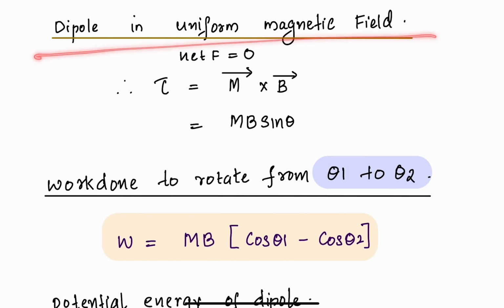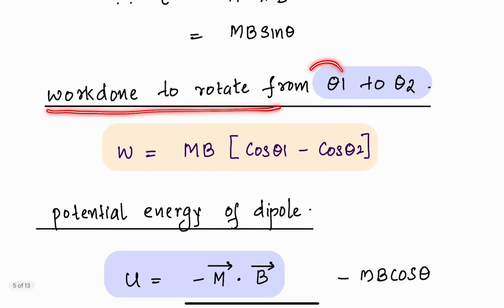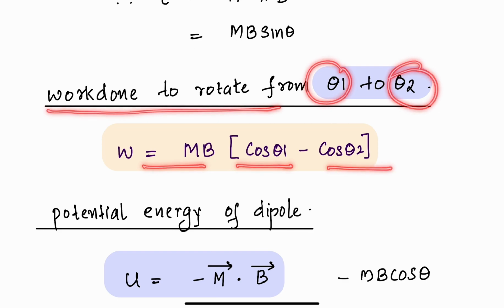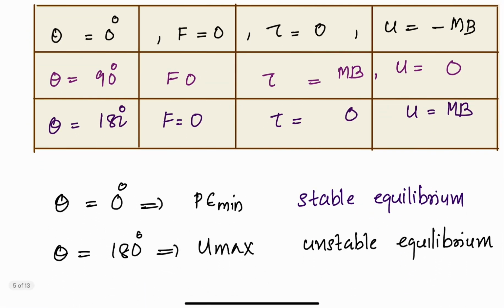Dipole in a uniform magnetic field: net force is 0. Torque tau is equal to m cross B, or mB sin theta. Work done to rotate from theta 1 to theta 2 is mB into cos theta 1 minus cos theta 2. Potential energy is negative mB cos theta.